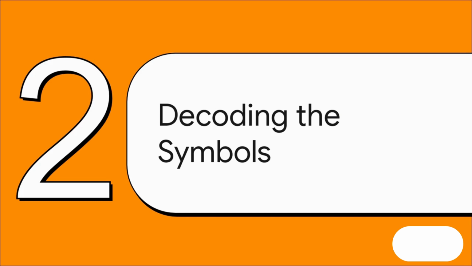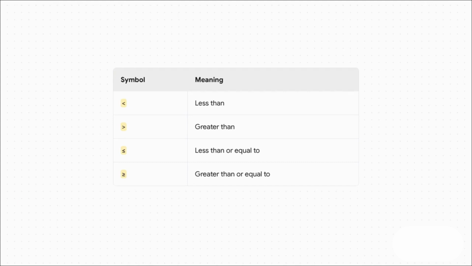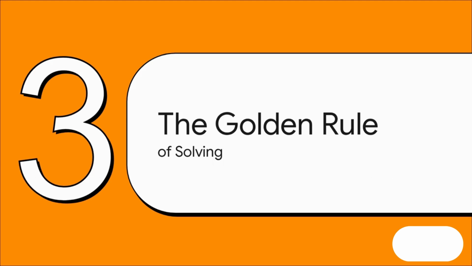Okay, to get good at this, you gotta learn the language. It's like a secret code, but way easier. Let's break down the 4 key symbols you're gonna see all the time. And here they are. You've got your less than and greater than signs, the classic alligator mouths, right? You've seen those. But the ones to really watch are the ones with that little line underneath. That line means or equal to. So you have less than or equal to and greater than or equal to. That tiny line is a huge deal. It means the number you're comparing to can also be part of the answer. That's a game changer.